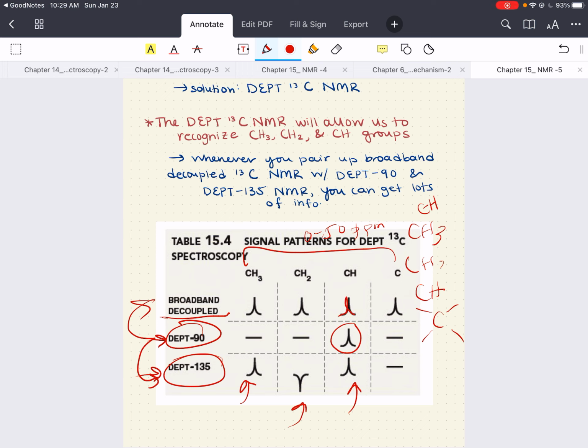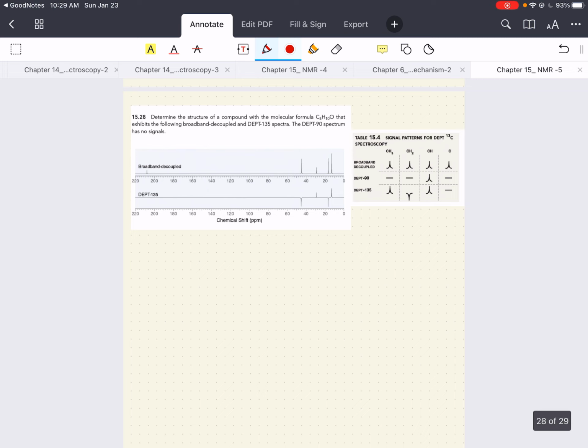DEPT-90 gives you only a positive peak if there is a CH bond. Then you run a DEPT-135 to help you identify whether there are CH3 groups or CH2 groups, confirm if you have a CH group, or confirm if you only have a carbon with four variable groups attached. The best way to understand this is by doing some practice problems, so let's jump into this first practice problem.